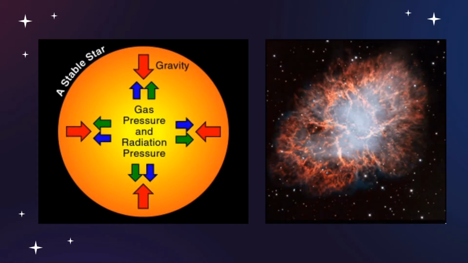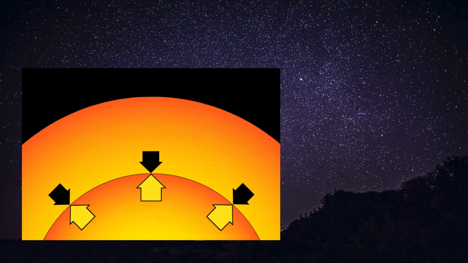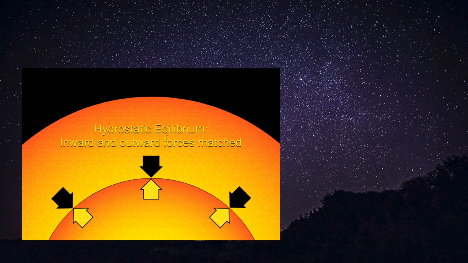If the outward pressure is too great, the star expands. Then the core temperature decreases and the fusion rate drops, so that the effect of gravity leads to a contraction. On the other hand, if the outward pressure is too small, the star contracts. The core temperature increases and the fusion rate increases. This then increases the radiation pressure, leading to an expansion. The star then achieves a state of equilibrium.